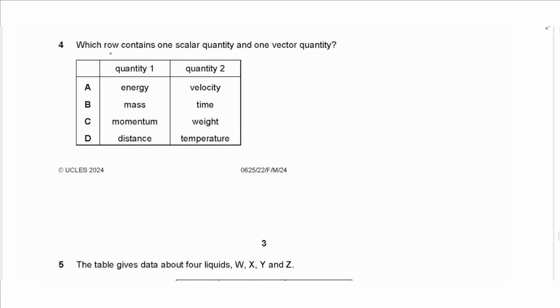Question 4 says which row contains one scalar quantity and one vector quantity? So energy is scalar, mass is scalar, momentum is a vector, distance is a scalar, velocity is a vector, time is a scalar, weight is a vector, temperature is a scalar. So we need one scalar and one vector. All these have either two scalars or two vectors. Only A has one scalar and one vector.